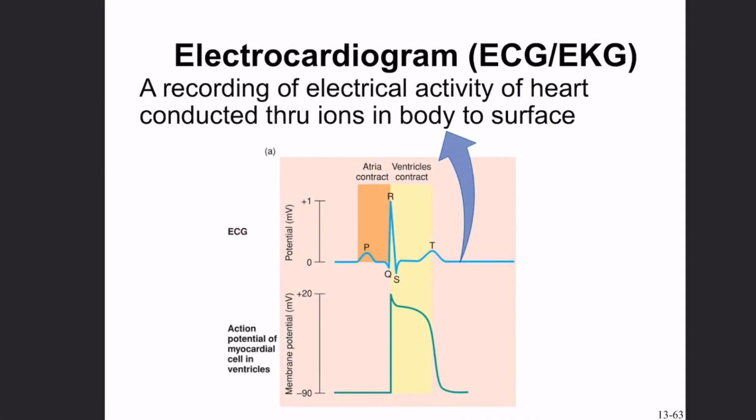An electrocardiogram is one way that we can observe the contraction of atria and ventricles by recording the electrical activity of the heart by measuring ions in the body to the surface. So looking at this graph here, it shows an ECG, which we'll talk about more, as well as the action potential of a myocardial cell. And you have the depolarization with the slow influx of calcium, and that comes in line with the ventricle depolarization, as well as the ventricular repolarization.